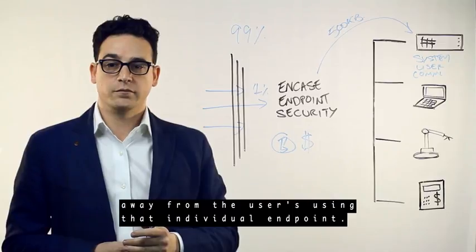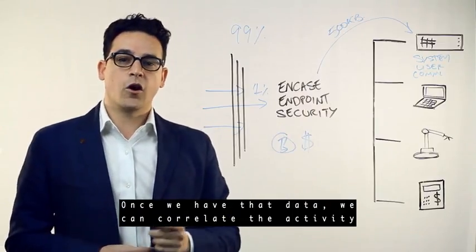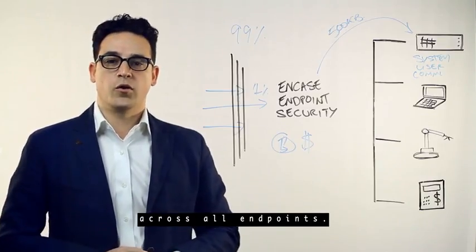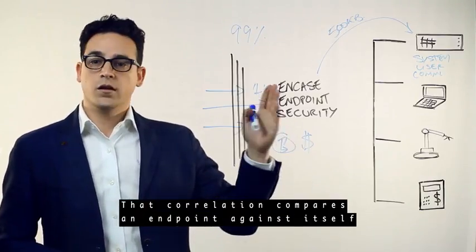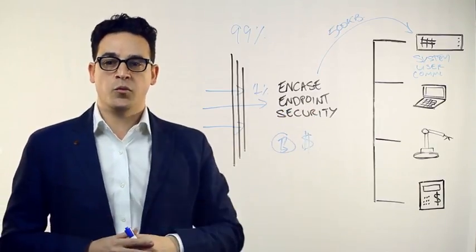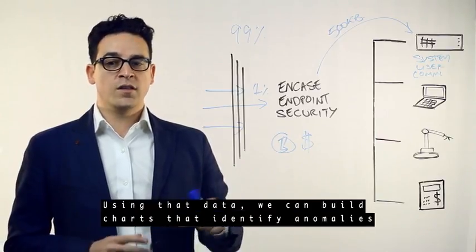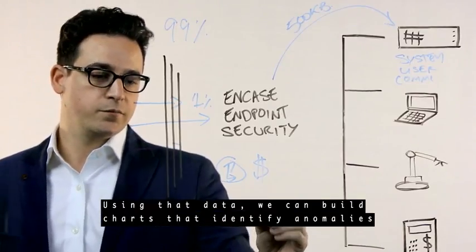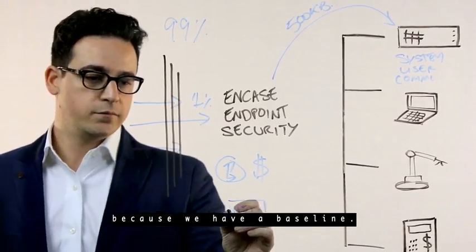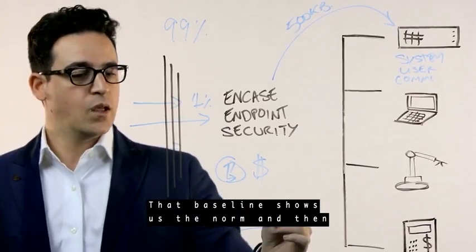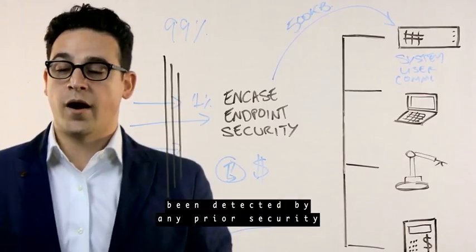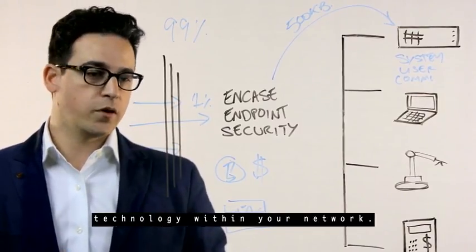that individual endpoint. Once we have that data, we can correlate the activity across the users, systems, and communications across all endpoints. That correlation compares an endpoint against itself over time and an endpoint against other similar endpoints within the organization. Using that data, we can build charts that identify anomalies because we have a baseline. That baseline shows us the norm and then allows us to identify those anomalies that have not been detected by any prior security technology within your network.